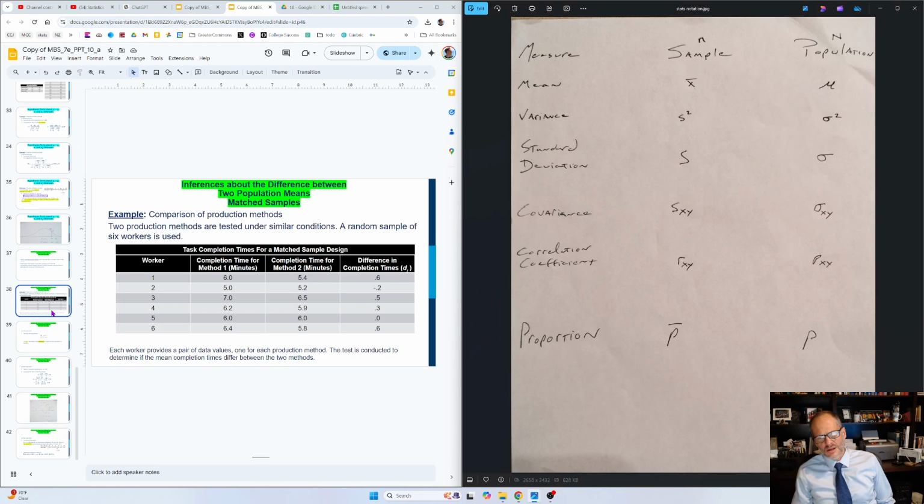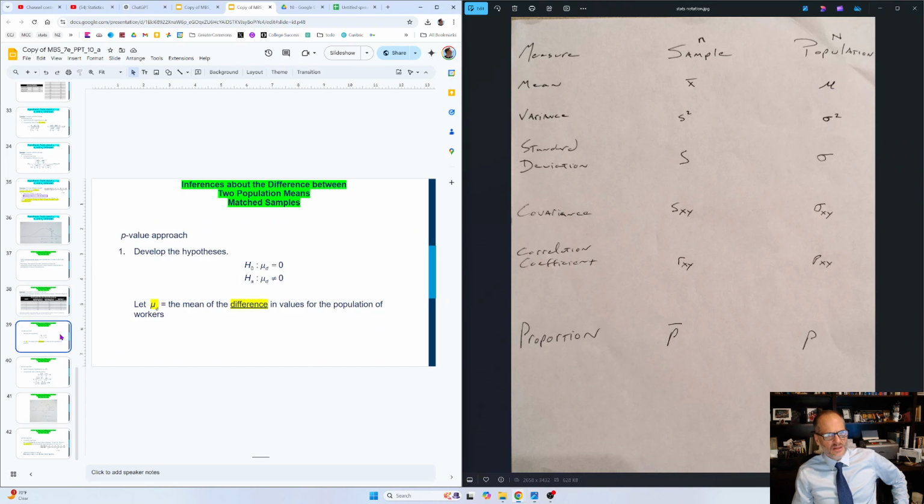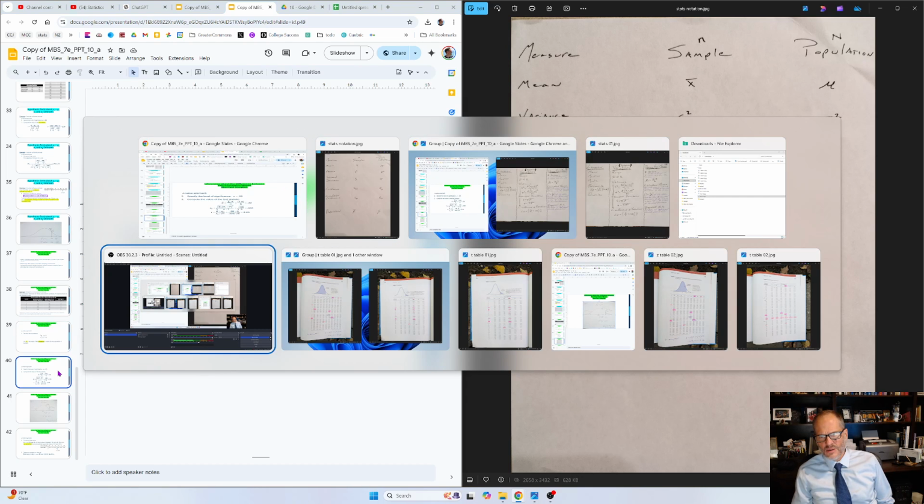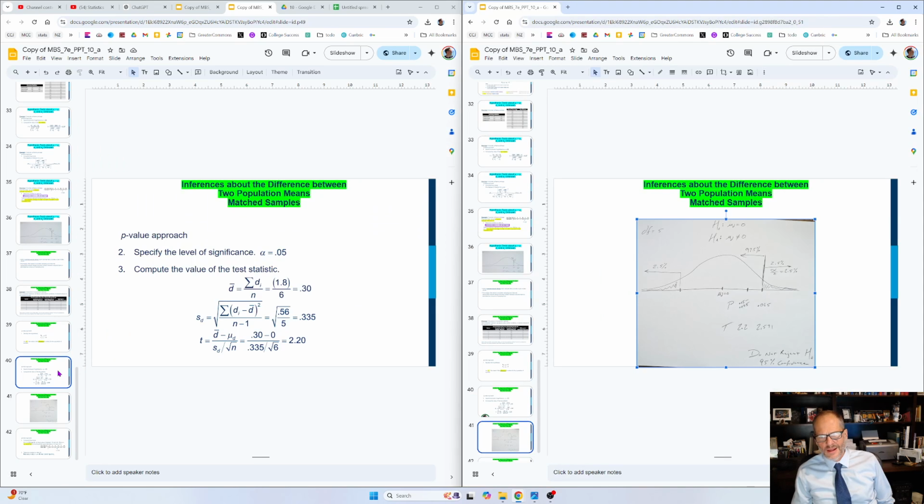And again, here's our notation. So mu is the notation for the population mean, right? And so our hypothesis is that the population mean of the differences between the completion times is going to be 0. Let mu D be the mean of the difference in the values for the population of the workers. There it is right there. It said right there. And I'm going to open this up in one more window, and so it's this window here.